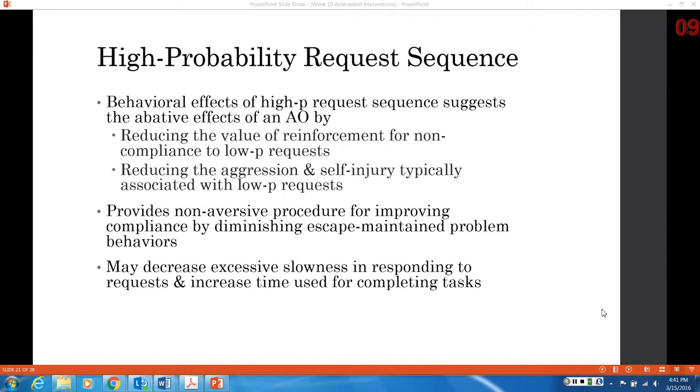The behavior analyst may also see a decrease in the latency in responding to requests and an increase in the time available for completing tasks.